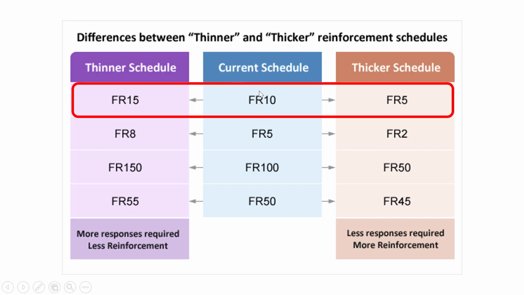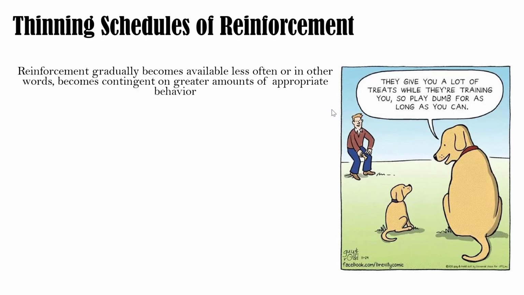Go back to your current schedule. If you made the schedule thicker, then you would bring it down to an FR5. So this means that you're providing less responding and more reinforcement. So now the learner only has to make 5 responses before they get a reinforcer. So you can take these schedules and you can make them thinner or thicker. And that comes into play when you're trying to essentially fade out your schedule of reinforcement.